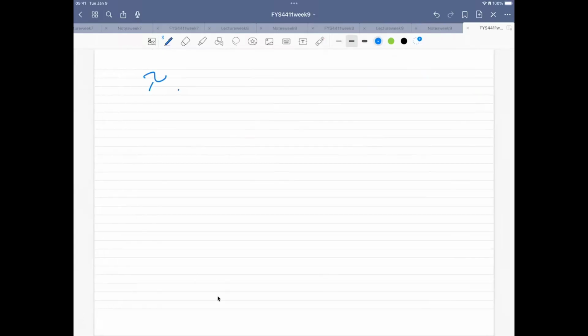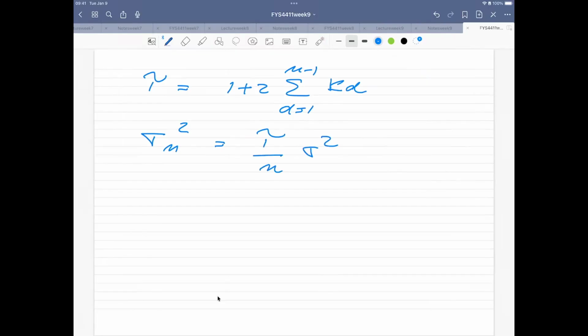variance in terms of this term here, of 1 plus 2 times the sum over d equal 1 up to n minus 1 of this kappa of d. And that gives me a total variance, sigma squared, which is the same as this tau divided by n times sigma squared. Now, if you want to, you can change this d into a time. Now, what this gives us is actually an effective time. So you can actually rewrite this in terms of this time which you see here.